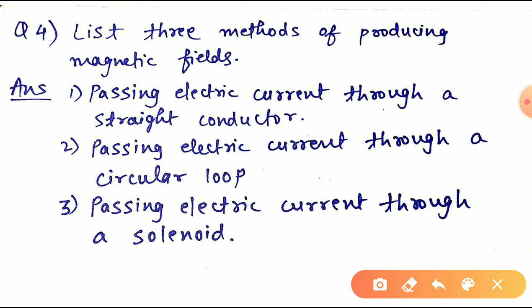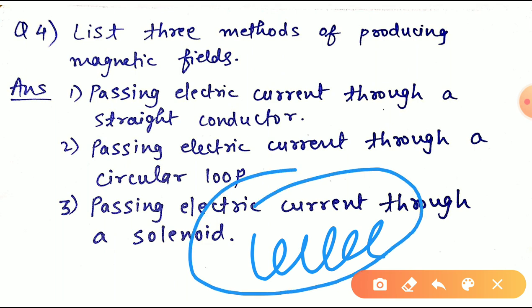Passing electric current through a circular loop. Okay, suppose any circular loop is there, if you pass the current through it, then also you will find the magnetic field around it.